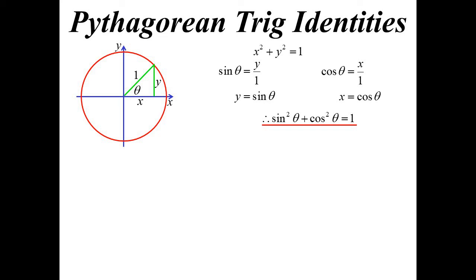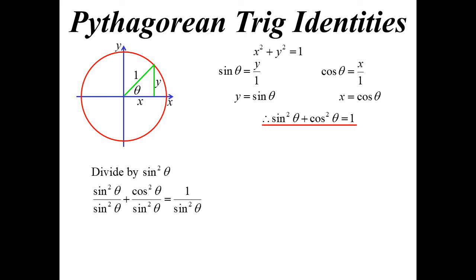Now, how do we get our next one? We divide everything by sine squared. Well, sine squared divided by sine squared is of course 1. Cos squared divided by sine squared would be cotan squared. And 1 divided by sine squared is cosec squared. And that creates the second of our trig identities. So 1 plus cot squared is cosec squared.